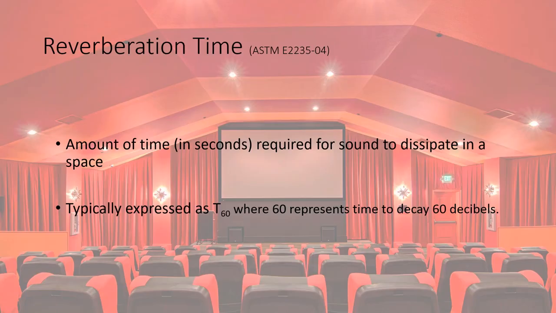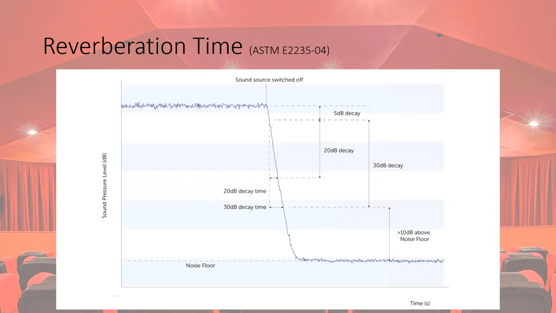So we'll begin the discussion talking about reverberation time. It's kind of the basic approach, especially when you're looking at absorption in a space. Quite simply, it's the amount of time it takes for a room to dissipate 60 decibels, and it's usually written as T60. So if I snap my fingers, how long would it take in this room for that to drop down 60 decibels? And you're going to see a chart like this.